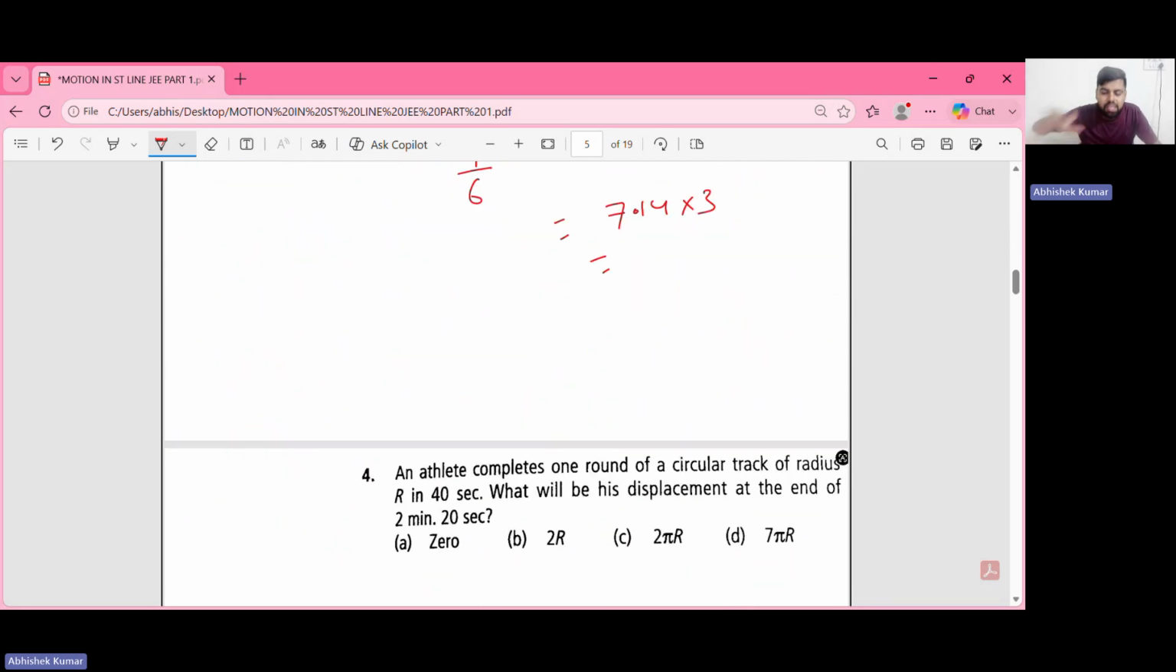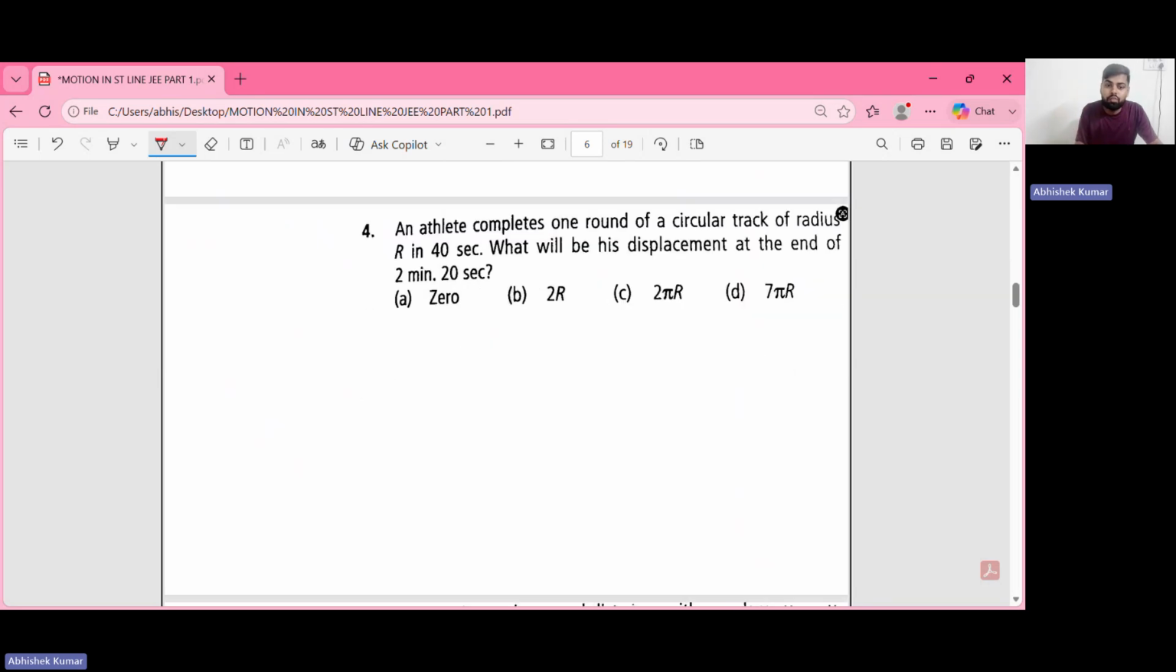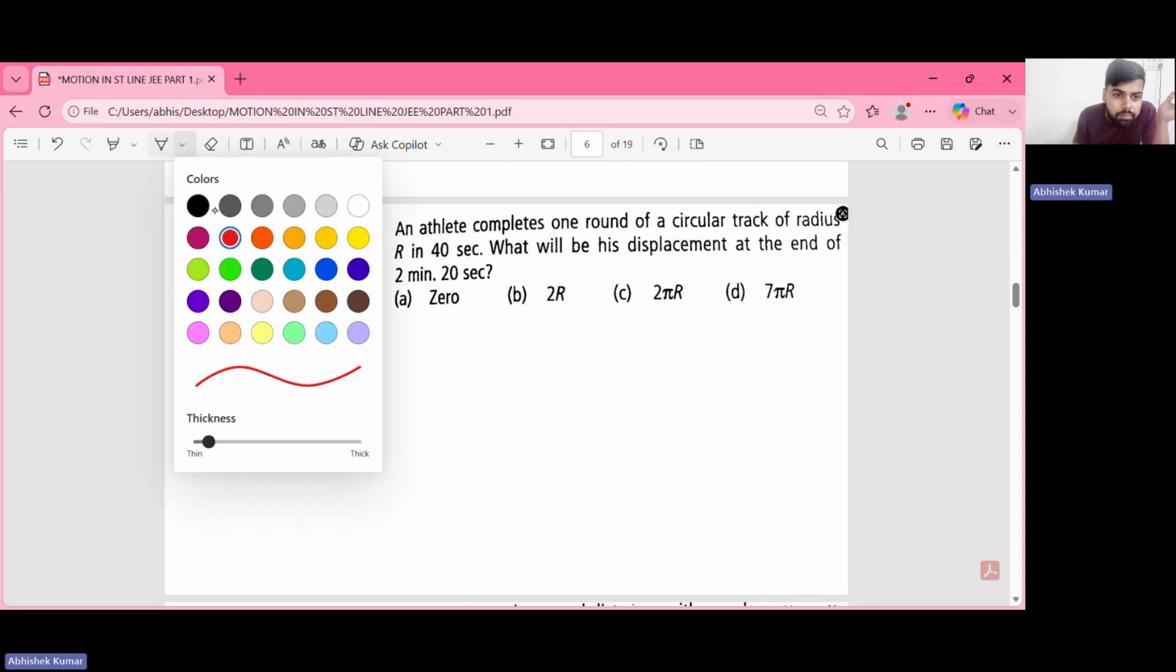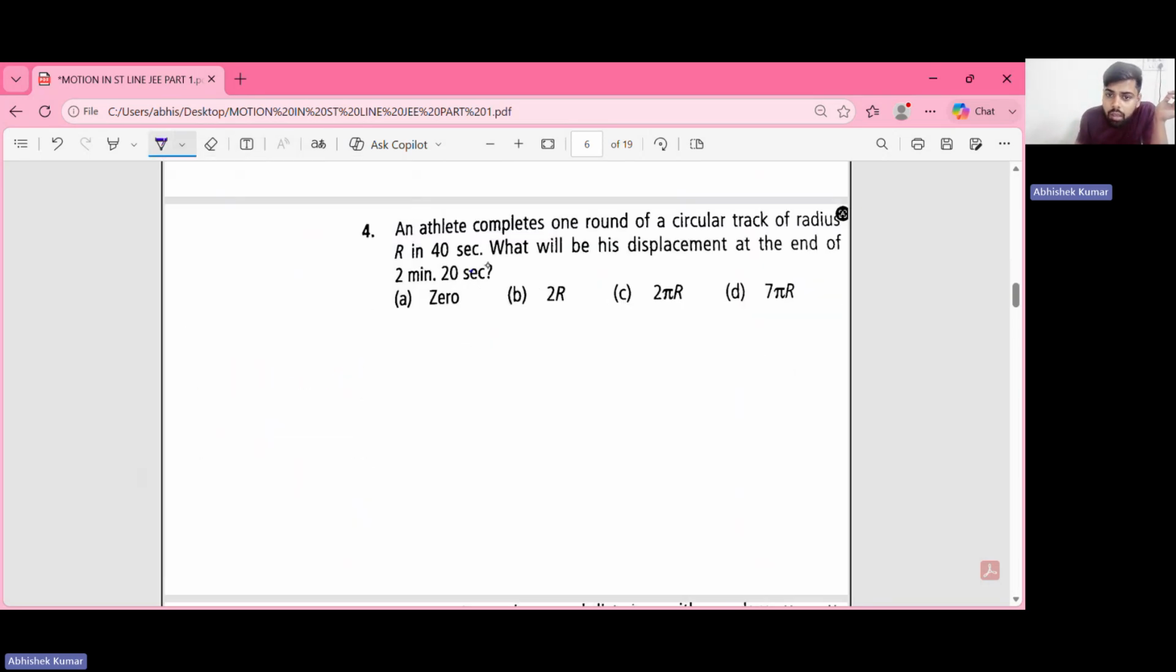I know this question is basically from grade 9 only if you observe. So let's see how to find out this question. One route of a circular track of radius R takes 40 seconds. So how much displacement will there be in 2 minutes 20 seconds? If I do this question with the unitary method, any problem? No, sir. Please see what to do. 2 minutes 20 seconds means 2 into 60 plus 20, which is 140 seconds.